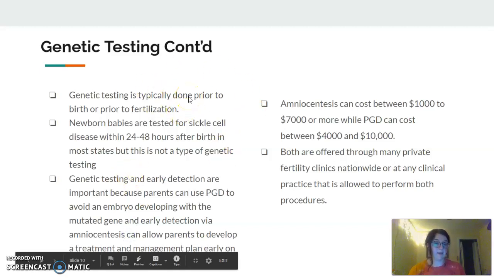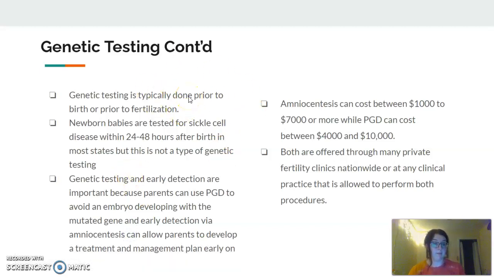Genetic testing like that is typically done prior to the baby being born, but however, it's common practice now for all babies, regardless of the parent's genetic background, to be tested within 24 to 48 hours for sickle cell anemia. They're both important, genetic testing prior to being born and after, because it allows for early treatment plans and management of the symptoms of sickle cell anemia.